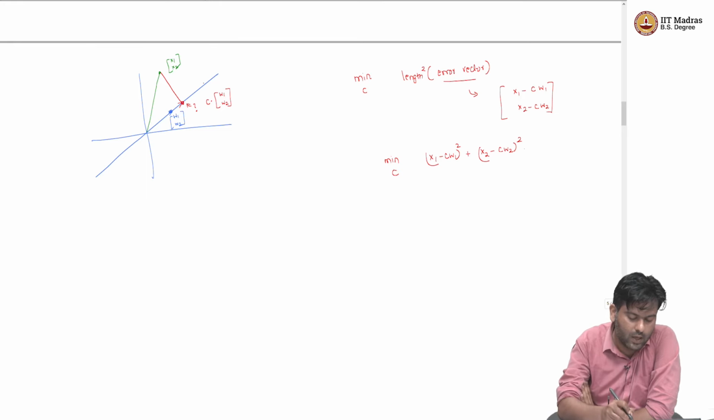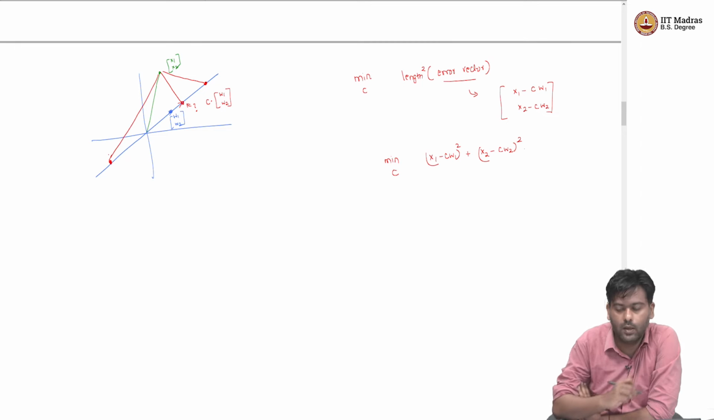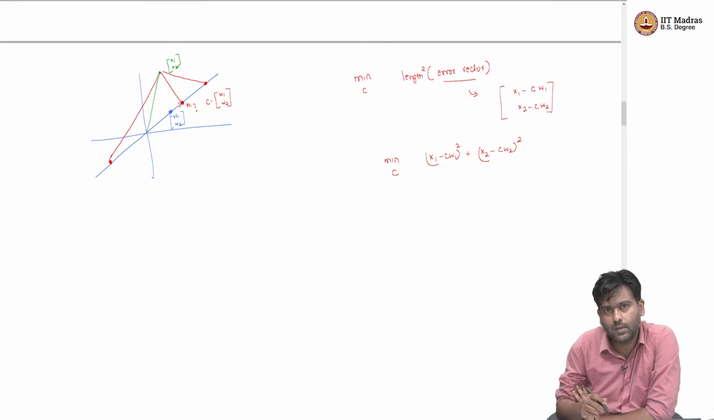So, as I move c, if I choose a different c, I might get this point where I am measuring this length. If I choose a different c, a negative c, I might get this point where the length that I am caring about is this length, right. So, now I want to choose a c such that the length is as small as possible, which means I need to minimize this function.